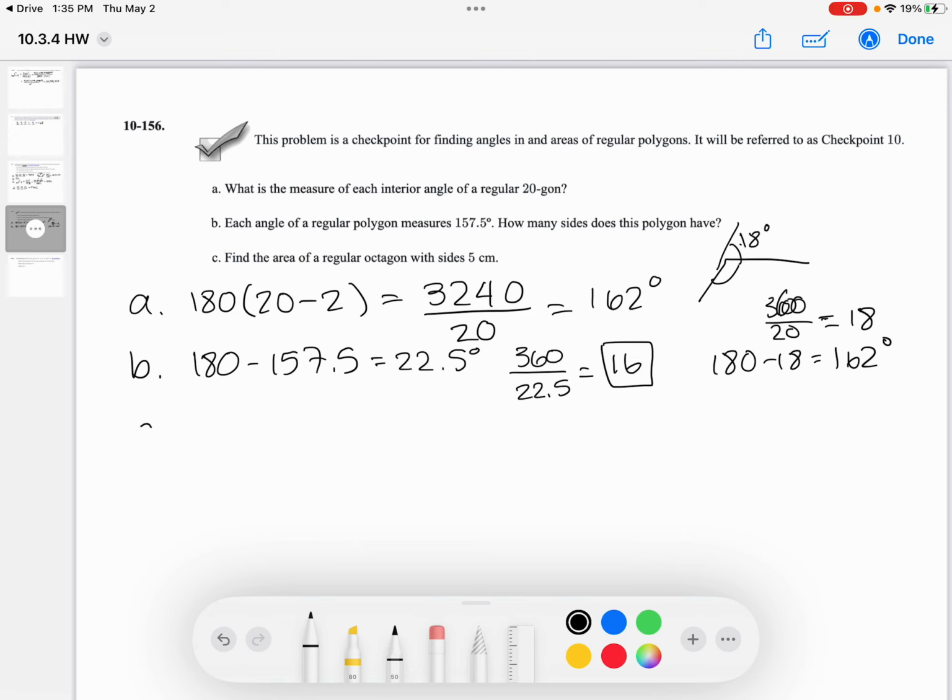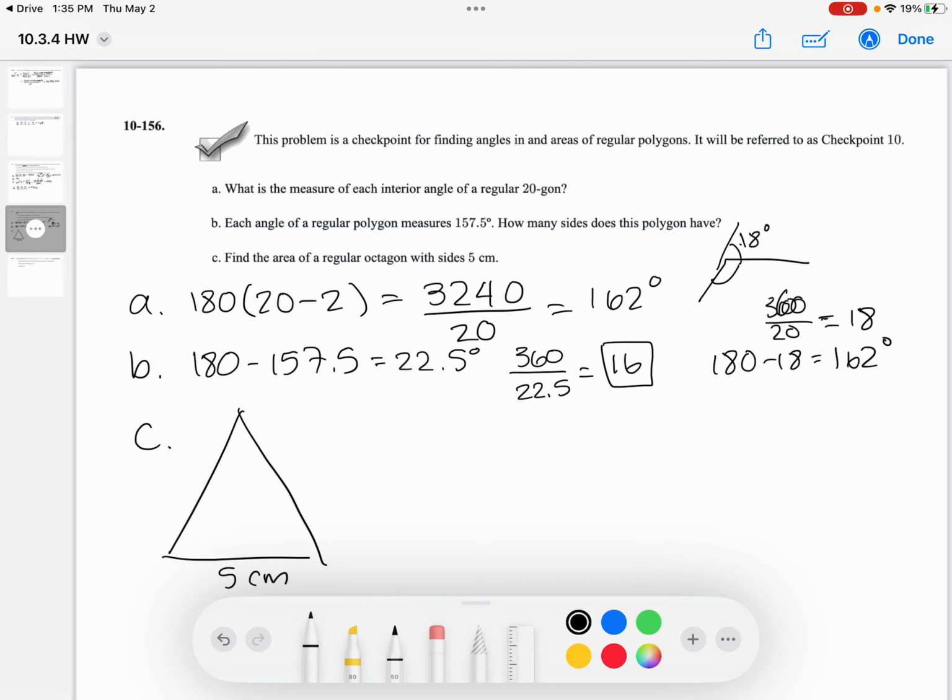Okay, part C. Find the area of a regular octagon with sides that are 5 centimeters. I'm not even going to try to draw the octagon, but I'm going to imagine we slice the octagon into 8 pizza slices, right through the center, which is going to give me a triangle. And I know that the edge of my triangle is 5 centimeters.